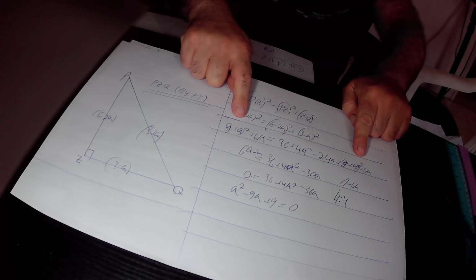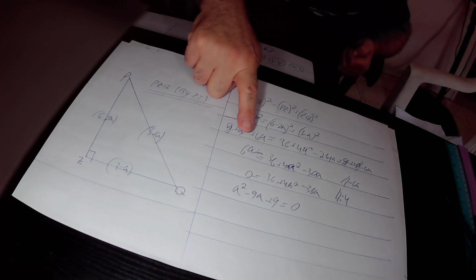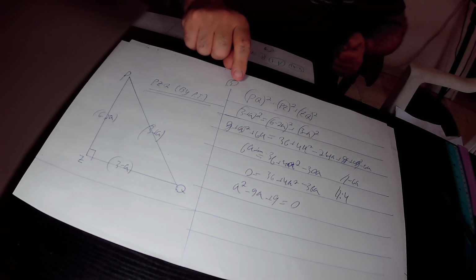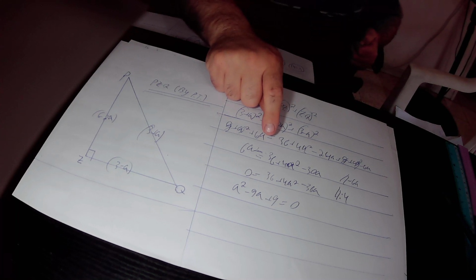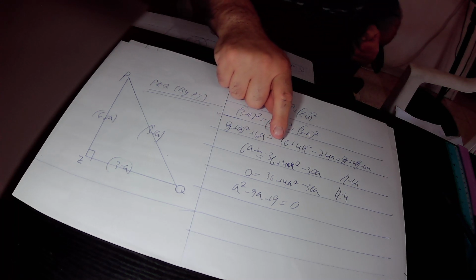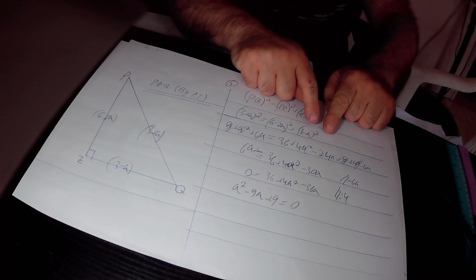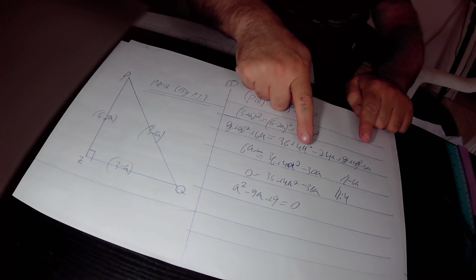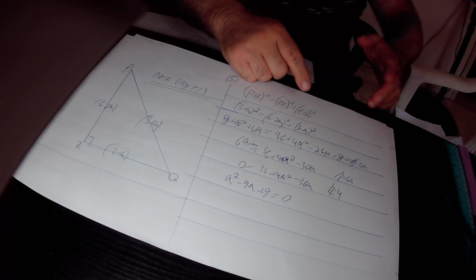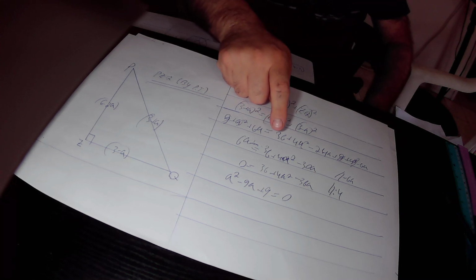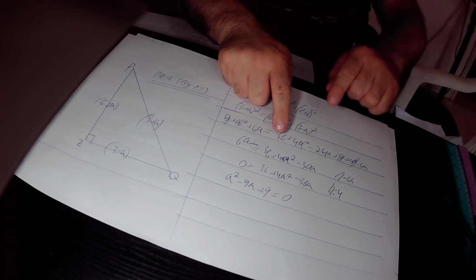Here we have 9 on both sides of the equation, so the 9 gets cancelled, and we also have A squared on both sides, so A squared also gets cancelled. After we cancel those two expressions, on this side of the equation we are left with 6A. On the other side of the equation we have 36 plus 4A squared, and here we have minus 24A minus 6A, which is minus 30A. So in conclusion, 6A equals 36 plus 4A squared minus 30A.